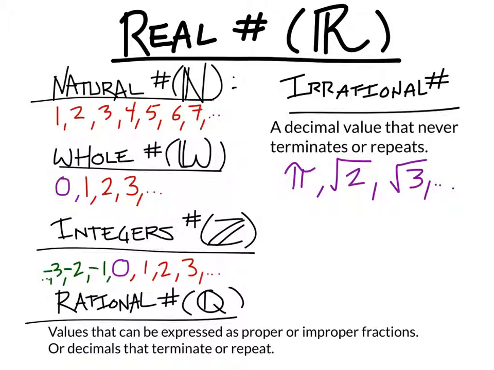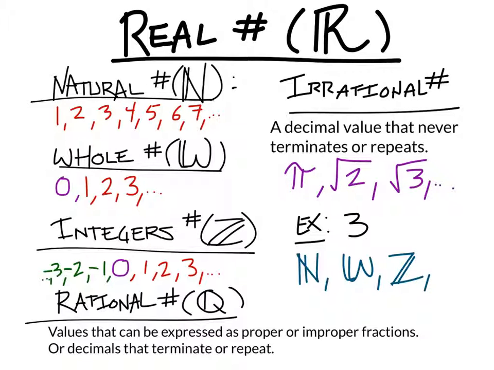Now, in terms of classification, if I looked at the number 3, let's write that out. So this is an example with the number 3. If I said we need to classify 3 in all of its categories, we can see that it is natural. It's a whole number. And it also fits in the integers. But could I write 3 as an improper fraction? Yes, I could. So it is also rational.